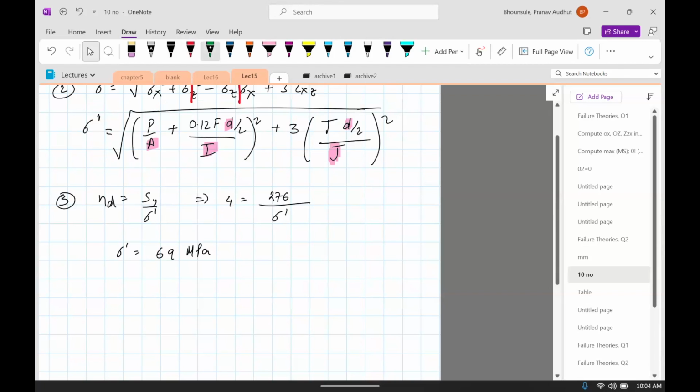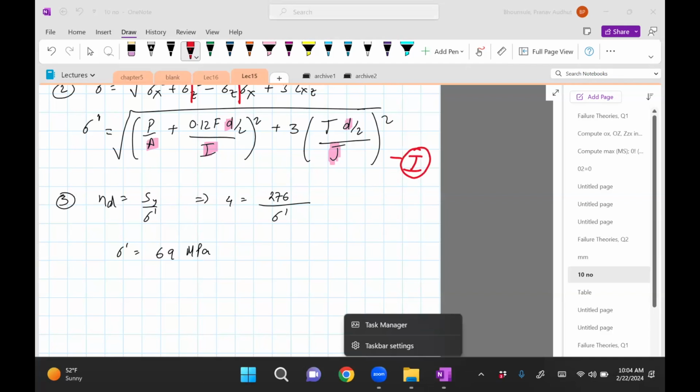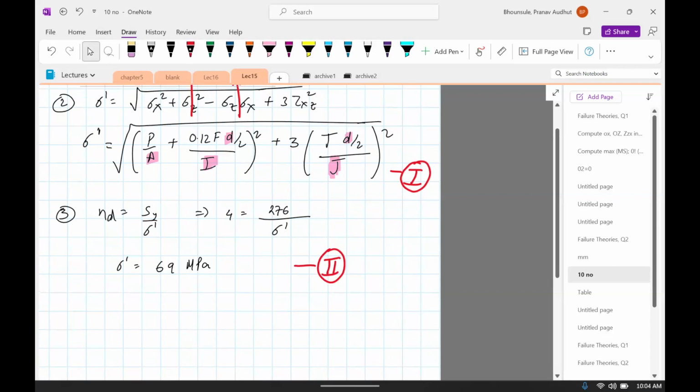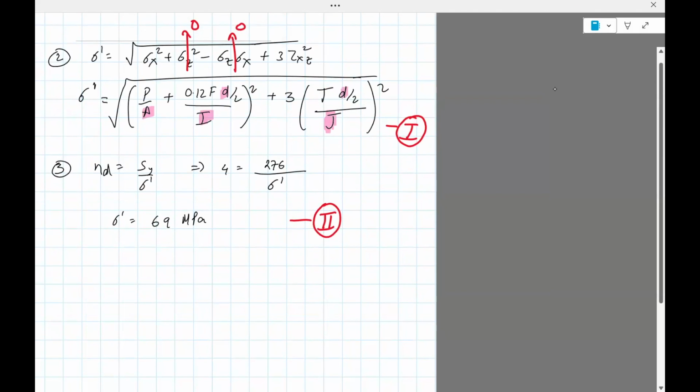Okay, now let me name this. Let's call this equation 1 and equation 2. So we're very close to getting the design completed. On one side, we know what the von Mises stress is, but we don't know what the parameters are. Clearly, we can sub in the values for P, F, and T, but we still have to get D, I, and A.